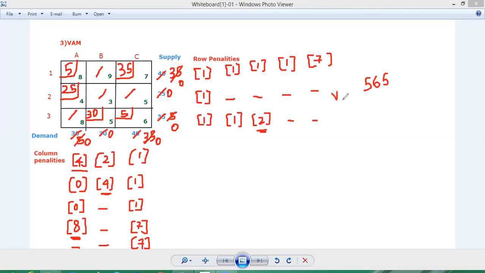So the Vogel approximation method gave us a total cost of 565. In the case of the least cost method, for the same example problem, we got a cost of 590. And in the case of the north west corner method, the total cost was 625. So among these three methods, the Vogel approximation method is giving us a better solution for the same example problem.